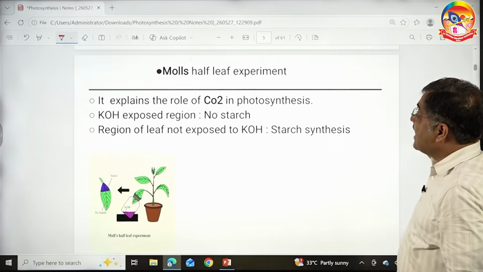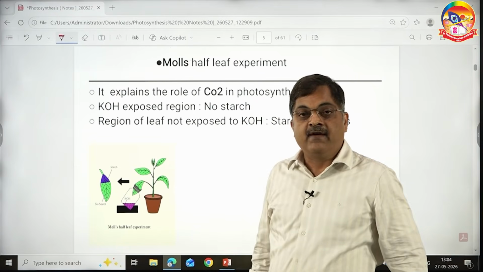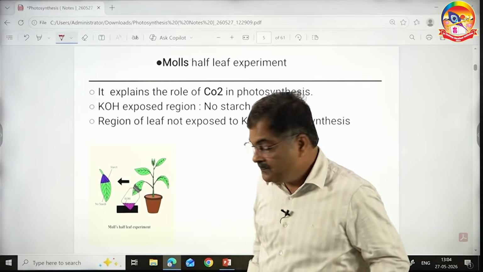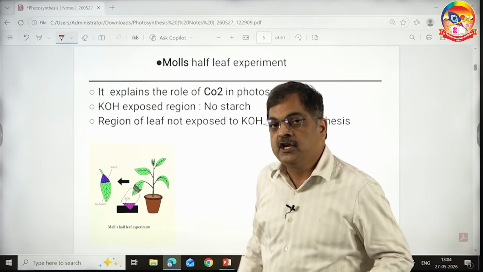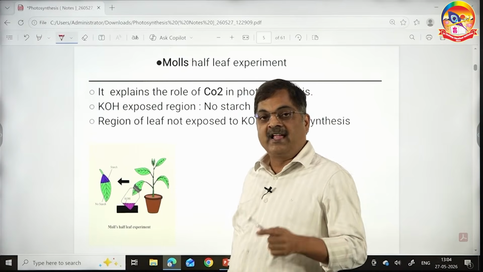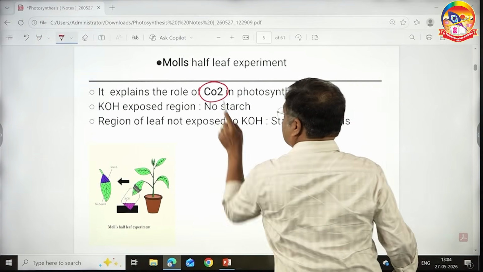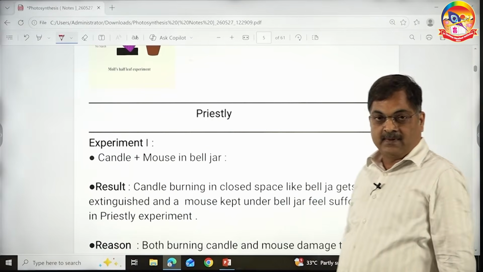Then Moll's half leaf experiment. Half of the leaf is exposed to KOH. And you know, children, KOH absorbs all the CO2. So this part of the leaf doesn't get CO2, so there is no starch. The other part will get CO2, so there is starch. So the role of carbon dioxide in photosynthesis is explained by Moll's half leaf experiment.